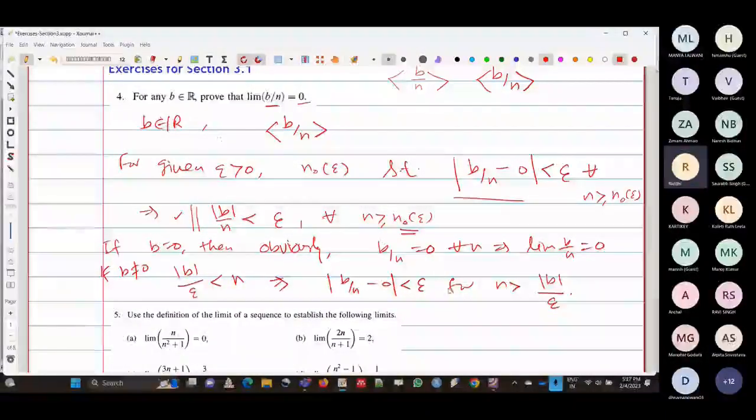So please repeat the b is not equal to 0 part. Okay, in case b is 0, then every term of this sequence is going to be 0. In case b is not 0, then this must hold. And this holds only when we transfer n to this side and epsilon to this side, so we will be getting this. So |b/n - 0| is less than epsilon for all n greater than the absolute value of b upon epsilon. All right, or do you need more elaboration?